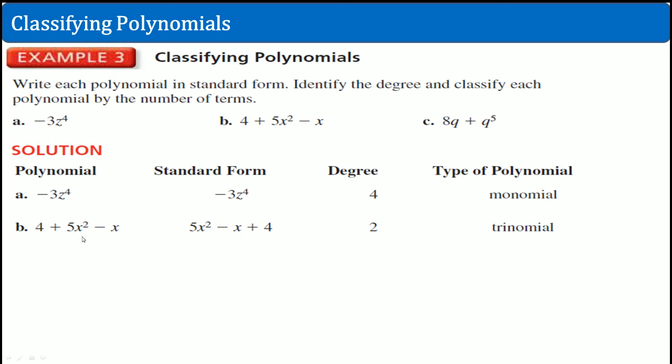B, this is the polynomial. Now you rewrote it. Again, it's rewritten like this because this has a degree 2, second degree. This has a 1, so this is the first degree. All right? So here it has 2 degrees, and it has how many terms? 1, 2, 3. So that's called a trinomial because it has 3 terms.